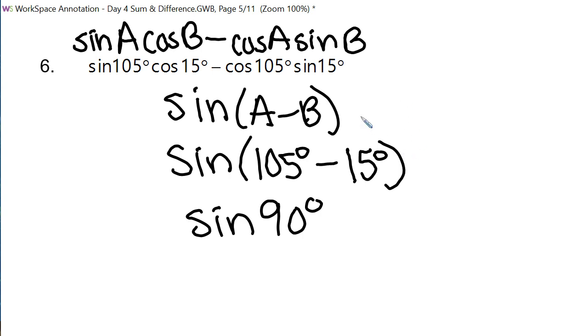Yes. Think about your unit circle. 90 degrees is up here. And what is that ordered pair? 0, 1. So what is the sine of 90 degrees? 1. So that one does simplify because we didn't have x. This time we have the angle.